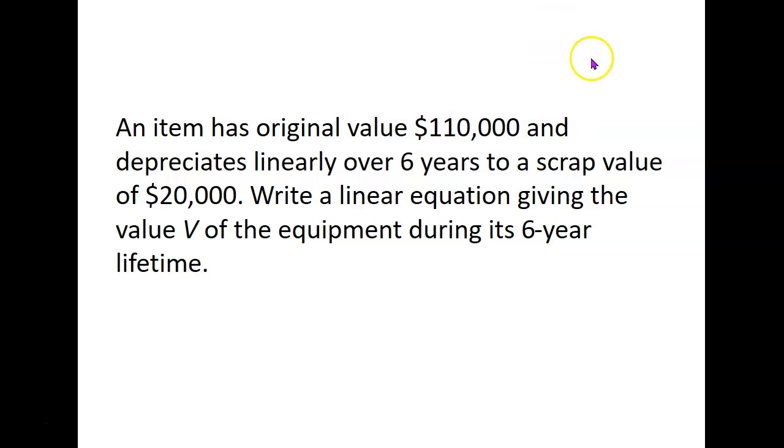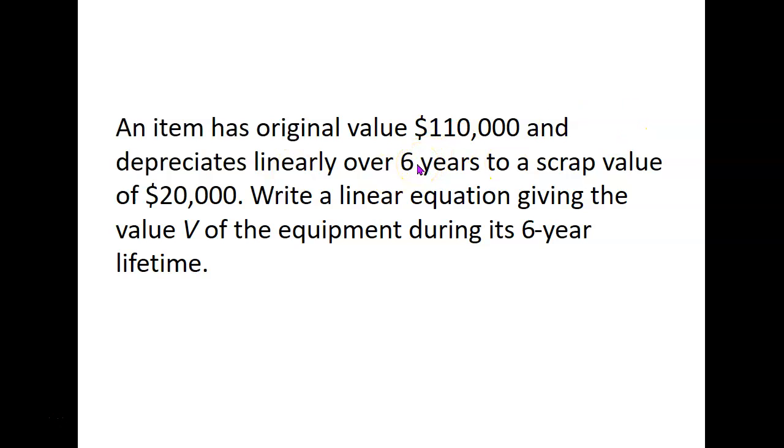So in this example, we're looking at an item whose original value is $110,000, and then it depreciates linearly over 6 years to a scrap value of $20,000. So that's kind of at the end of 6 years, you get rid of it and get a new thing to replace it. And at that time, what it's considered to be worth, in this example, is $20,000. Write a linear equation giving the value V of the equipment during its 6-year lifetime.